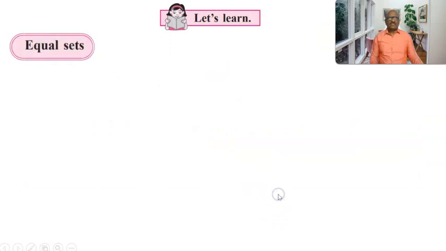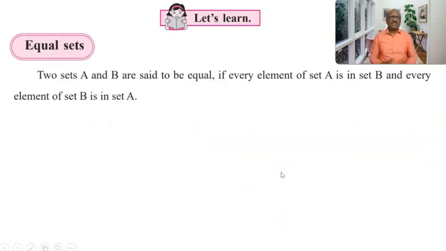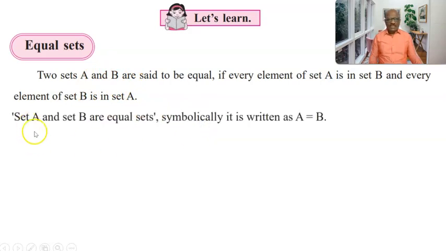Next, equal sets. आता equal set म्हणजे काय? Two sets A and B are said to be equal if every element of set A is in set B. A मधले सर्व element हे B मध्ये and every element of the set B is in A. A मधले सर्व element B मध्ये आहेत and B मधले सर्व element A मध्ये आहेत, then the set A and B are said to be equal. Okay, set A and the set B are equal sets. Symbolically it is written as A is equals to B.